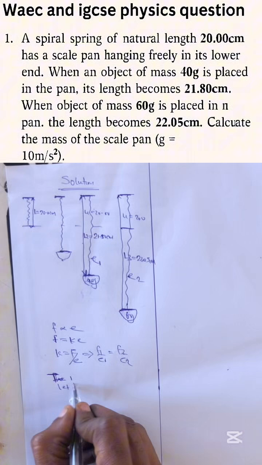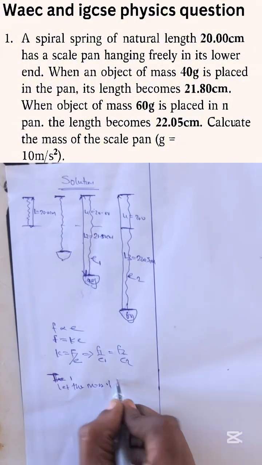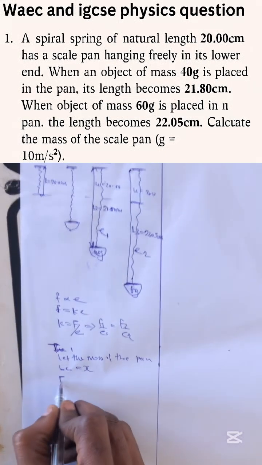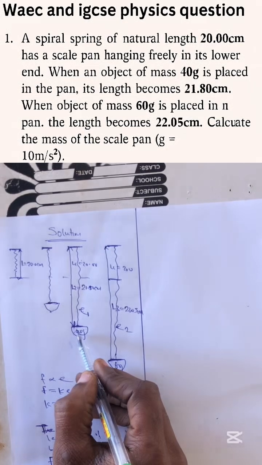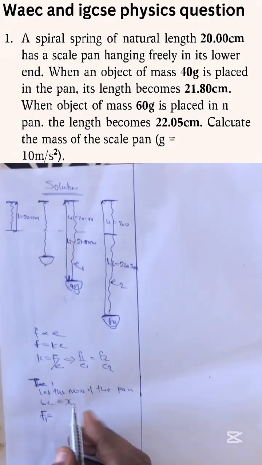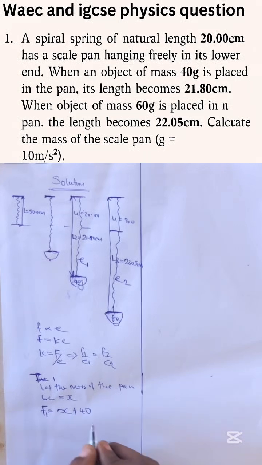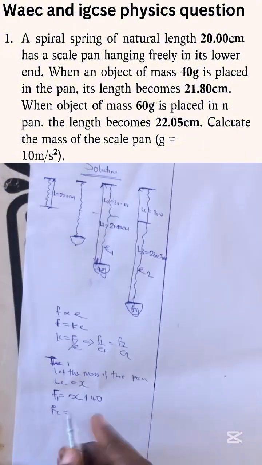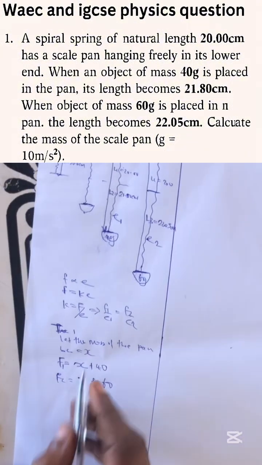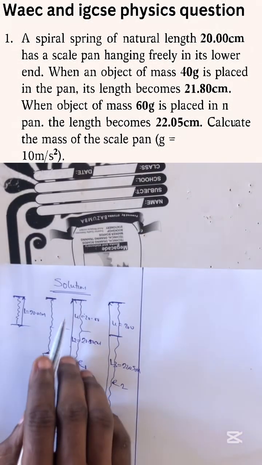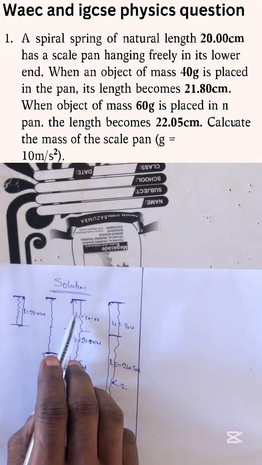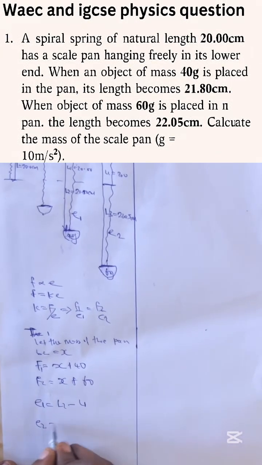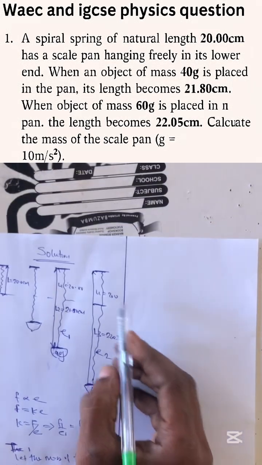Let the mass of the pan be X. Our F1 is the combination of the 40 gram plus the mass of the pan, so F1 will be X plus 40 grams. Our F2 is the 60 gram mass plus the mass of the pan, X plus 60 grams. Then our E1 is L2 minus L1, and our E2 is L3 minus L1.